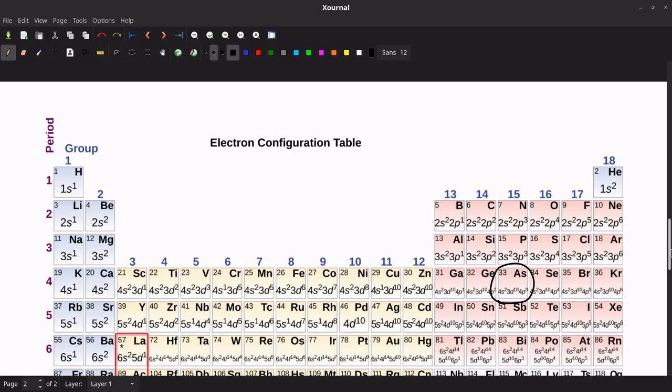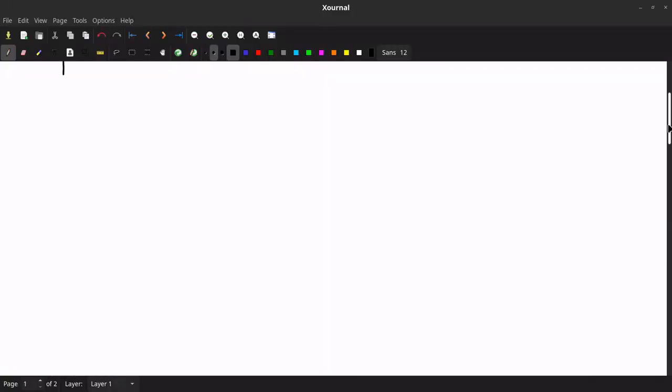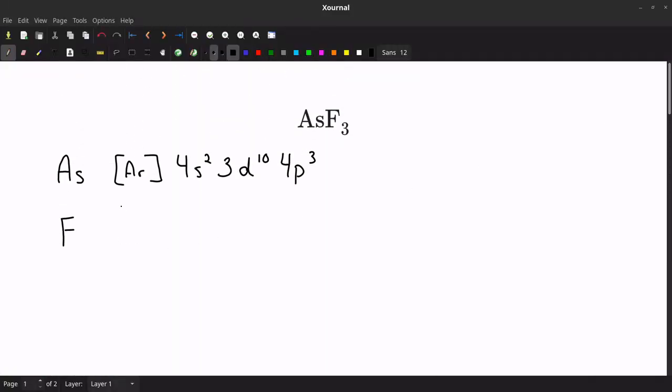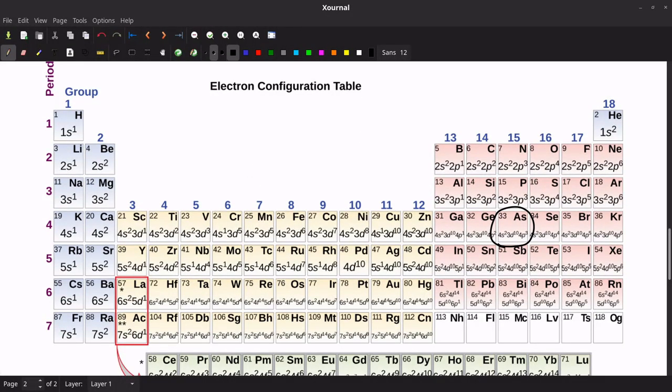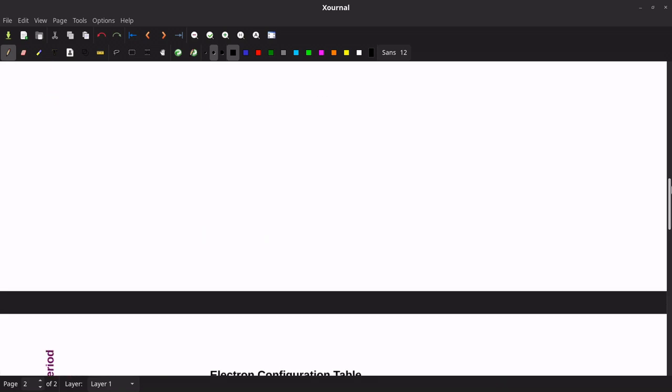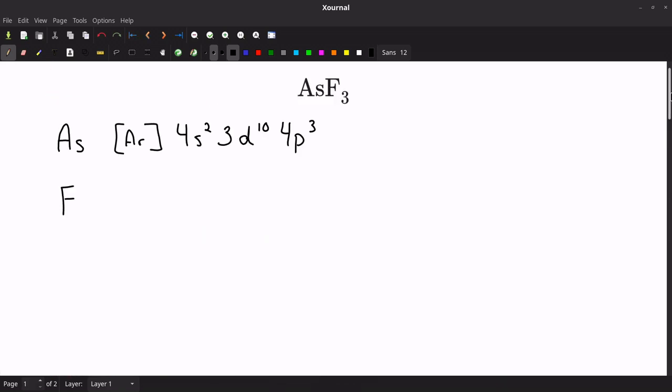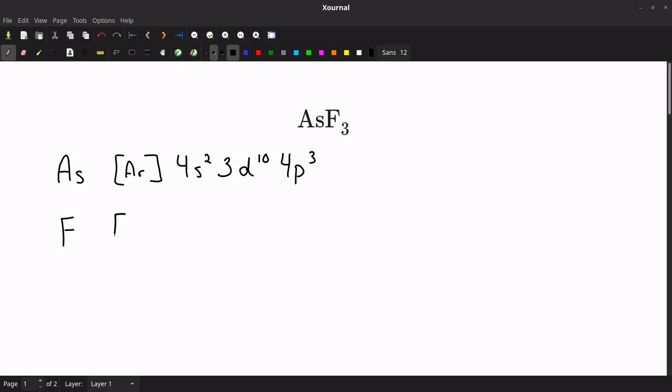I always do that when they get a little bit more complicated, just to make sure that I'm good. Then we need to write out the electron configuration for fluorine. If we look at fluorine, it's here, 2s2, 2p5, it's got a helium core. I'm going to write out helium, 2s2, 2p5.